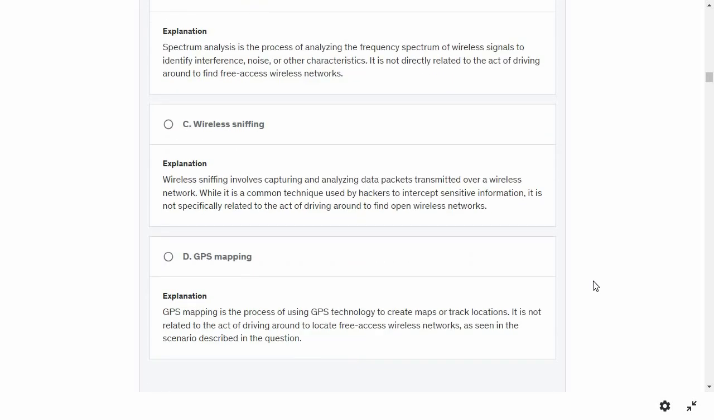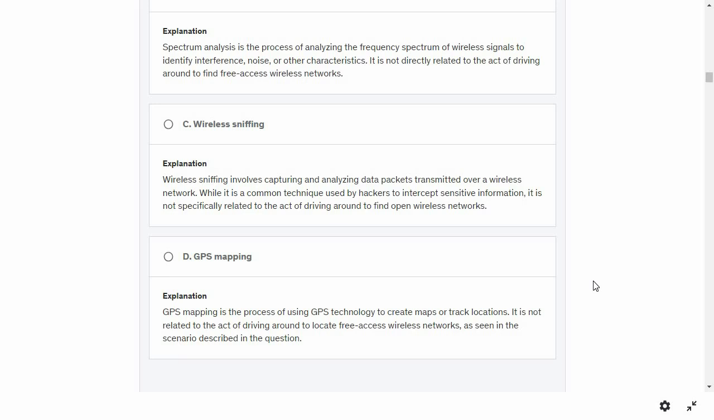Wireless sniffing involves capturing and analyzing data packets transmitted over a wireless network. While it is a common technique used by hackers to intercept sensitive information, it is not specifically related to the act of driving around to find open wireless networks. So wireless sniffing is not the correct option for this scenario.